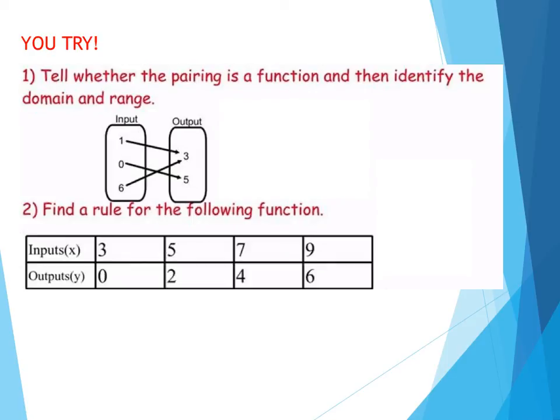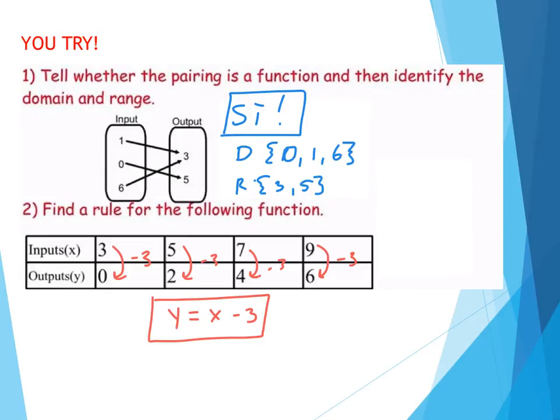All right, so I want you right now to pause the video. I want you to try these two problems. First one, tell whether the pairing is a function and identify the domain and range. The second one, just like the problem we just did, find a rule given that table of inputs and outputs. All right, so pause the video. Go ahead, try these. Okie dokie, here we go.